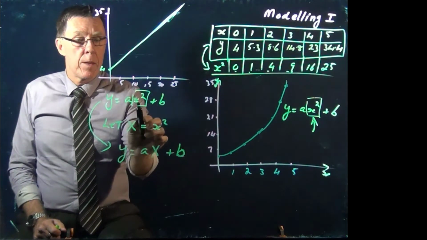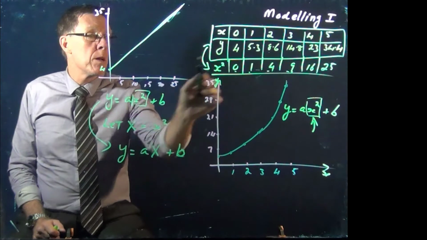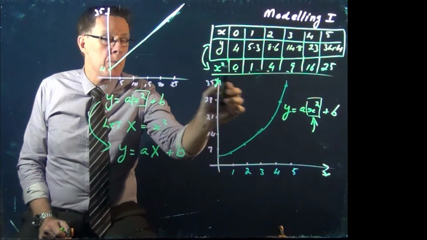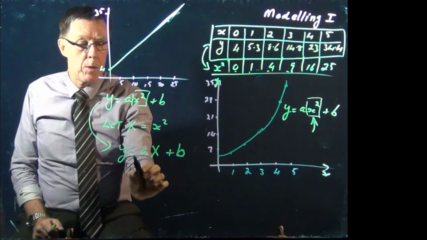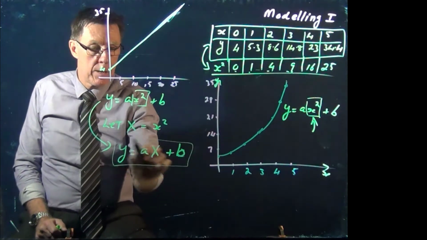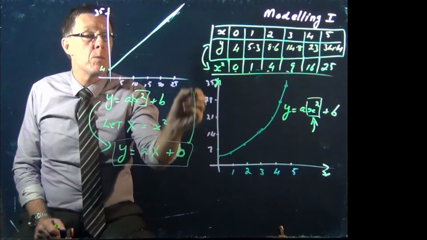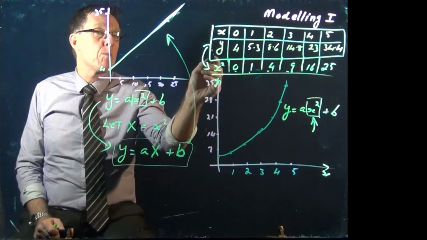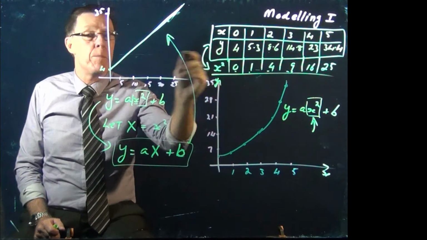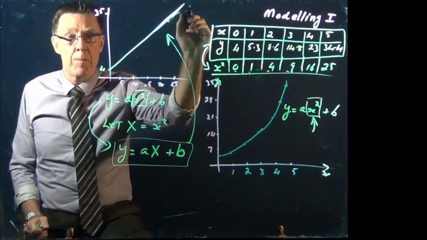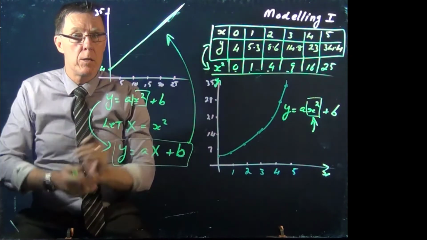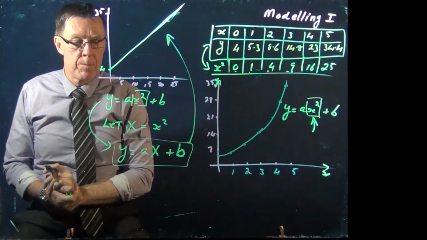So instead of x and then squaring them, I've taken my x's, squared them, taken that out, and put capital X in its place. I now have this function. This function describes that result because when I plot y against x squared, I end up with a straight line. As I said before, the equation of a straight line is very easy to work out.